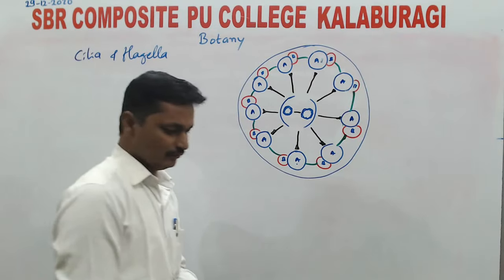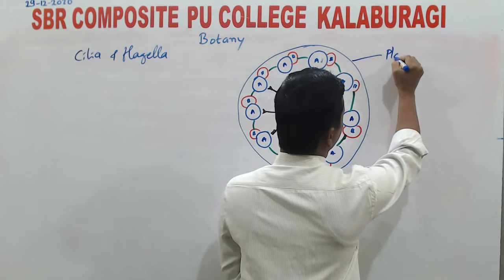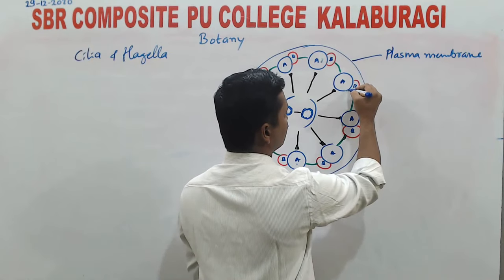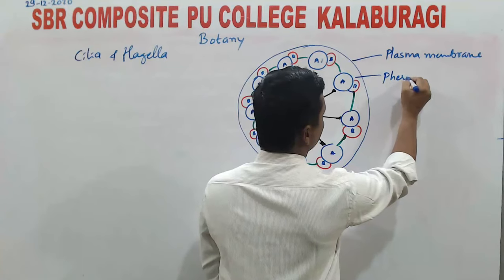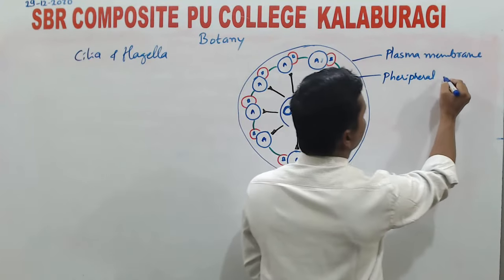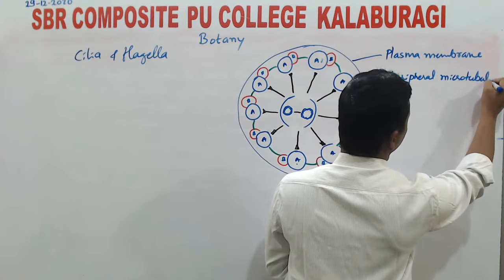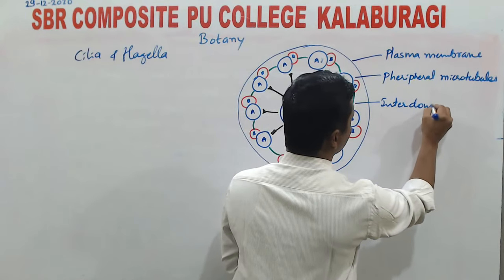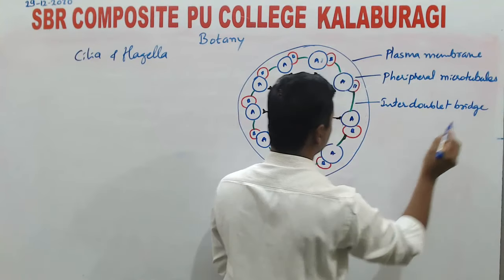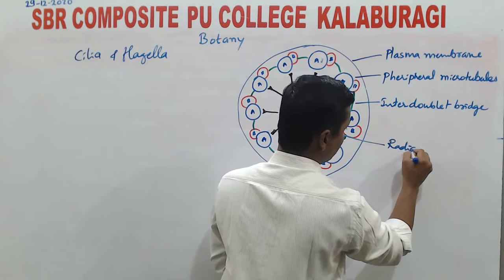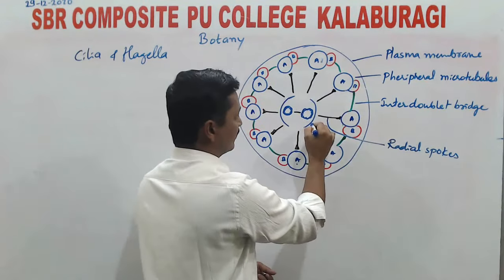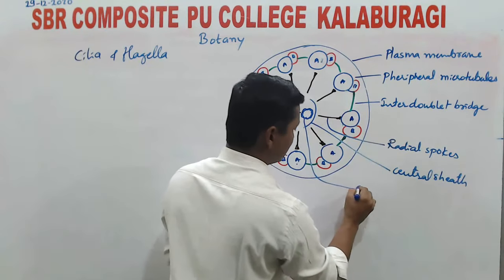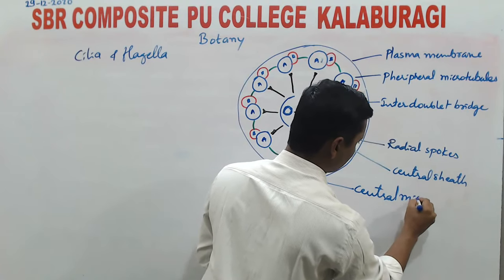See here, this is the structure of cilia and flagella. This is called the plasma membrane. And here we find peripheral microtubules, interdoublet bridge. These black ones are the radial spokes, and this is the central sheath, and these are the central microtubules.